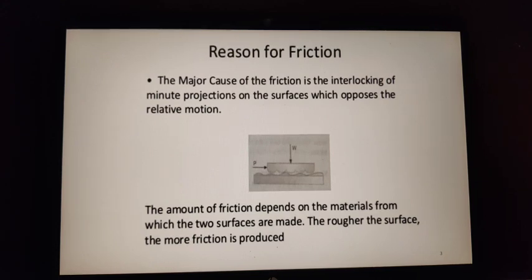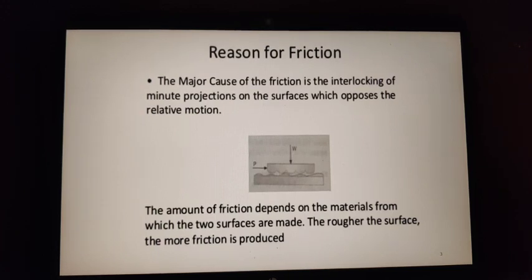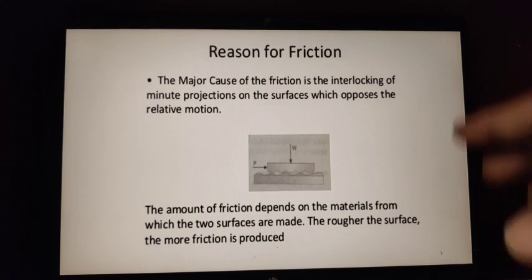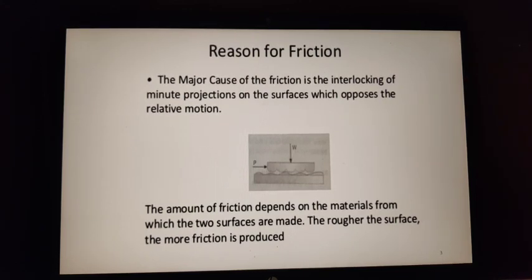The friction is mainly due to the resistance of motion offered by minutely projected particles at the contact surface. So the major cause of friction is interlocking of these minute projections on the surface. And the amount of friction depends on the material from which the two bodies are made. The rougher the surface, more friction will be produced. If a surface is perfectly smooth, frictional force will be zero. So the rougher the surface, the more friction will be produced. And the major reason for the friction is this interlocking of the minute projections.